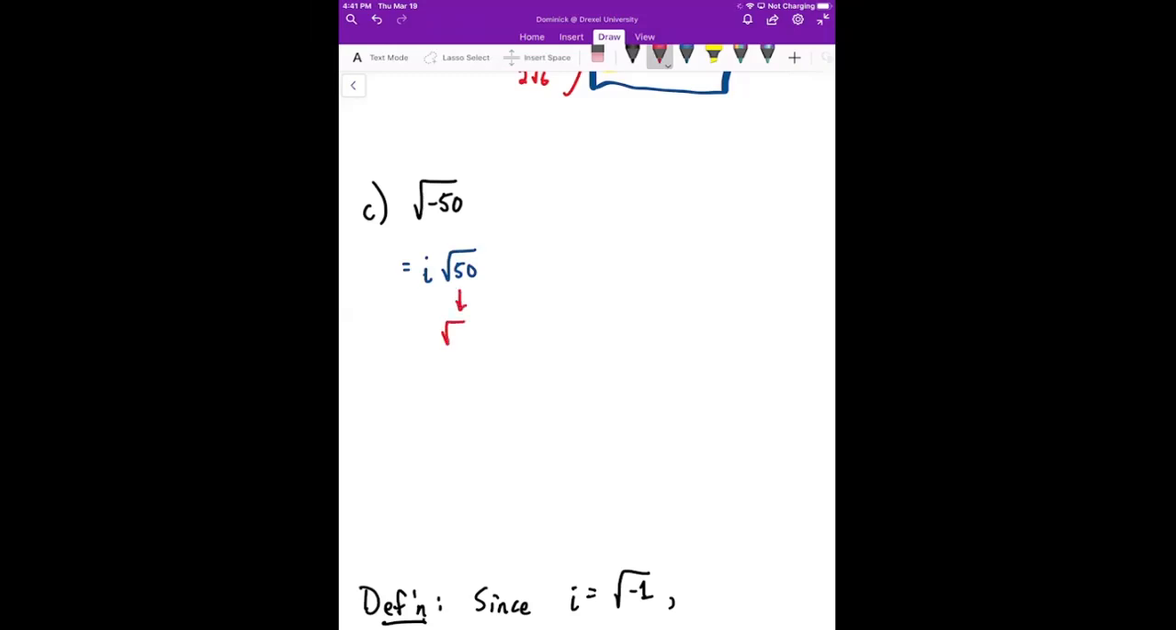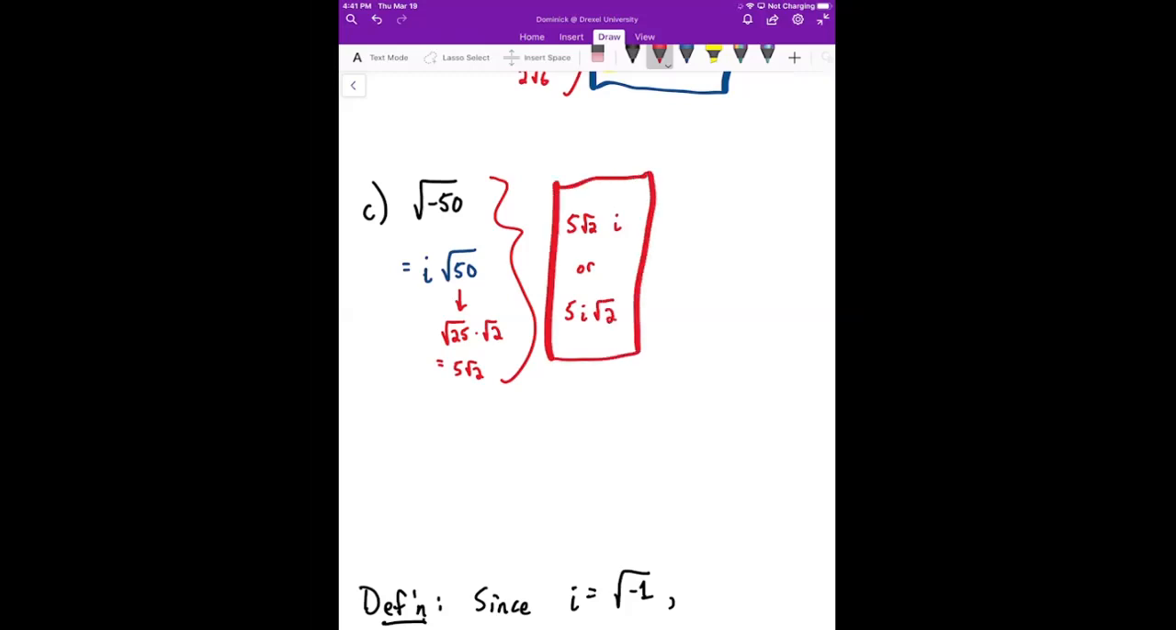So of course, two numbers where one of them is a perfect square, I can think of that as 25 and 2. Then that gives me 5 square root of 2. So now we can write this all as 5 square root of 2 times i, or if you want to write it as 5i square root of 2, that also works. Either one of those answers would be fine. That's the first thing that we need here as far as complex numbers. We want to be able to write it in the form a plus bi.